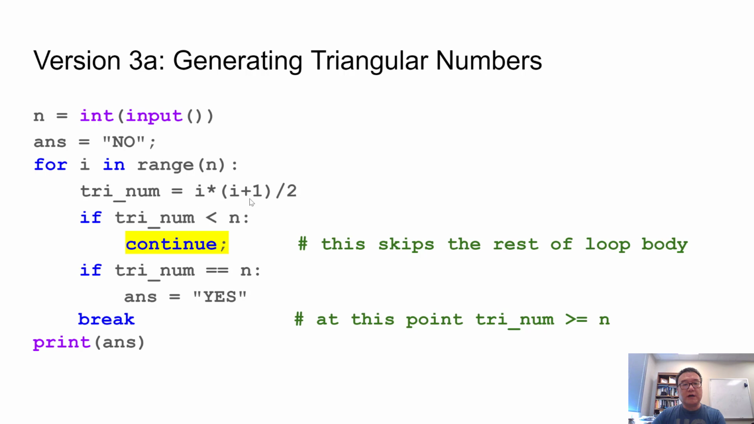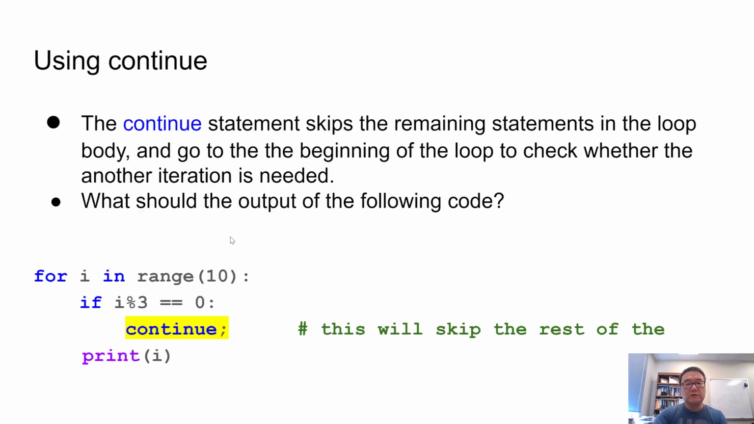So we first compute the ith triangular number, and then we check if it's less than n. Then we want to skip the rest of this loop. We just go back to the beginning of the loop and add 1 to i. So basically we consider the next number in the range, and then compute the next triangular number. That's what the continue statement does. On the next slide, we define the continue statement a little more precisely. What it does is skip the remaining statements in the loop body, and go to the beginning of the loop to check whether another iteration is needed.